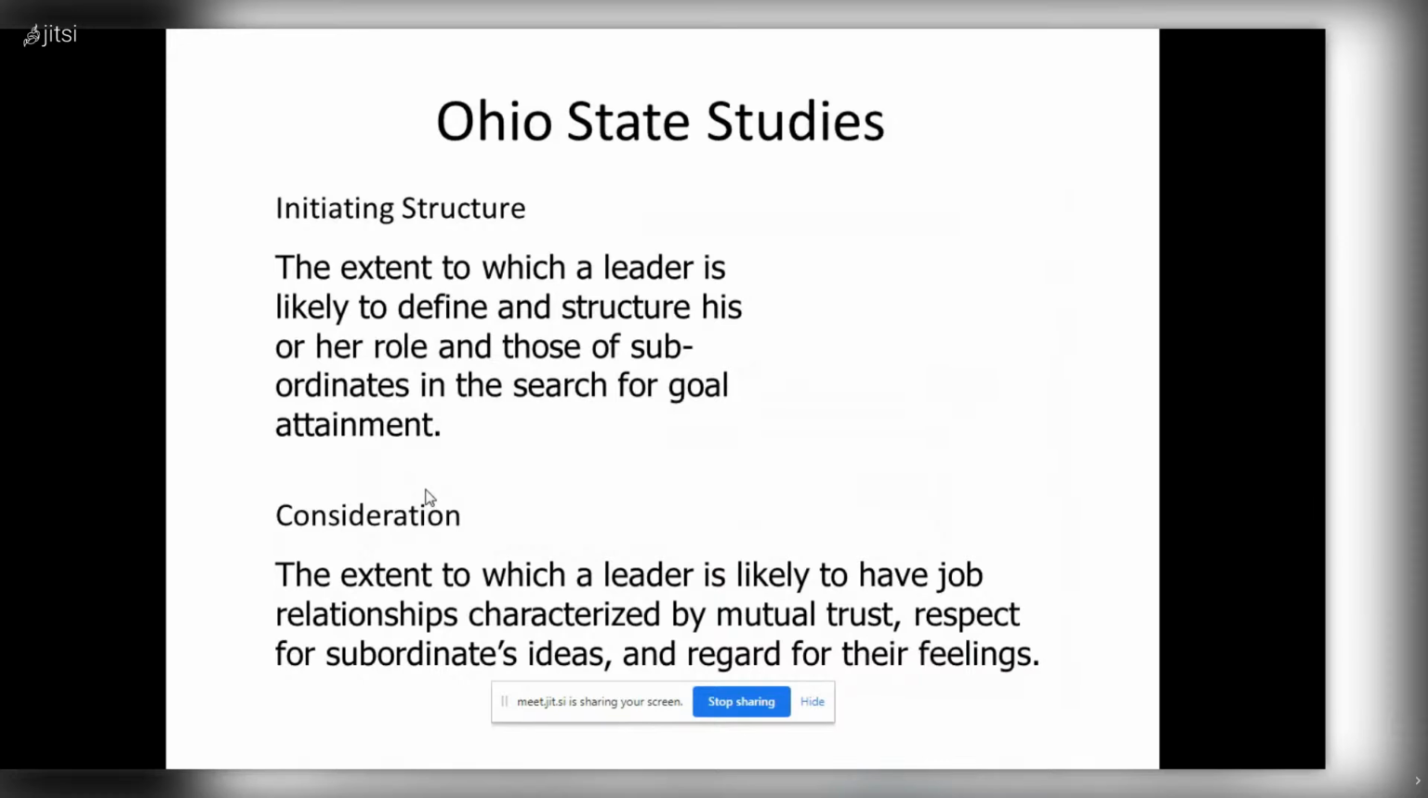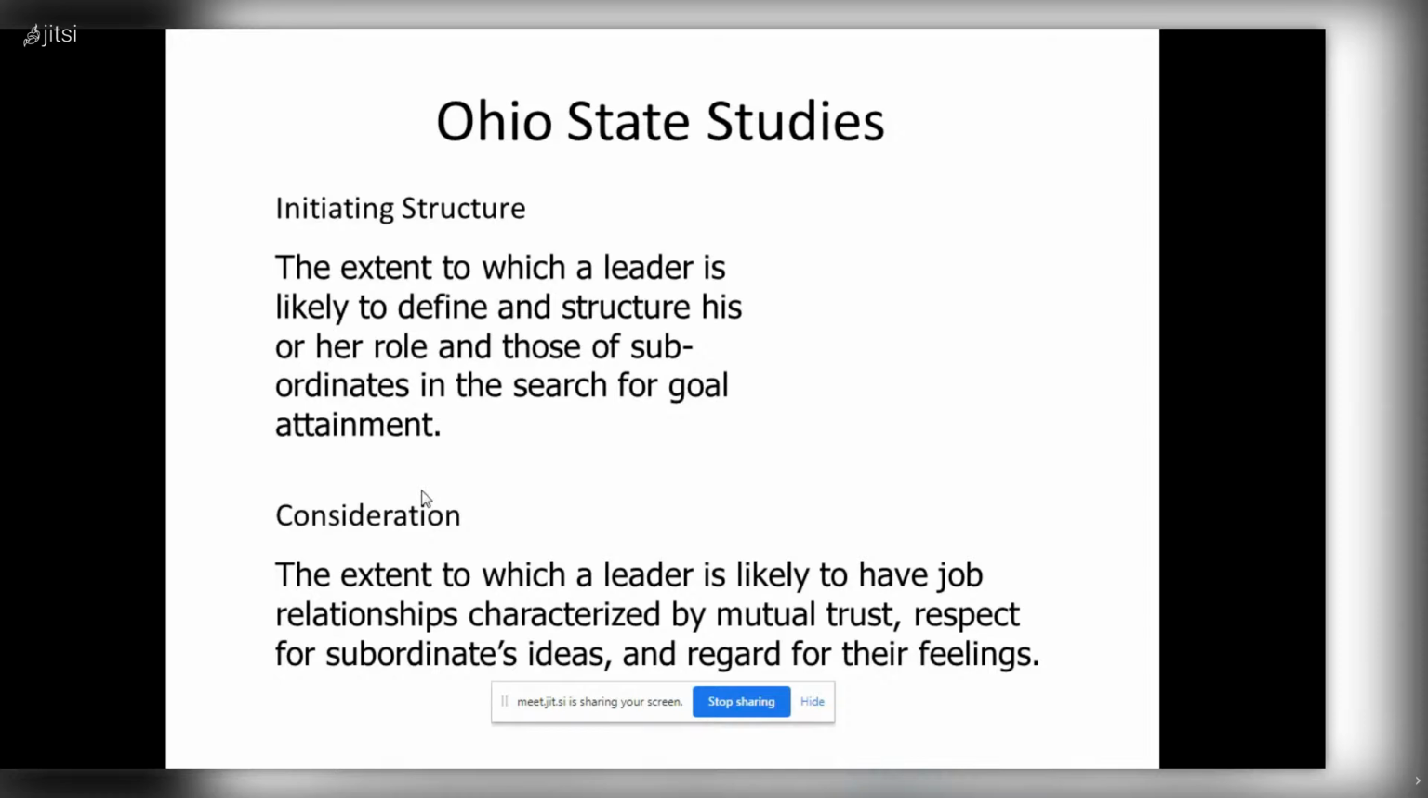The University of Iowa studies compared three important leadership styles, and their research concluded that the democratic leadership style was most effective, although later studies showed mixed results, as other studies concentrated on autocratic and other different kinds of leadership styles.